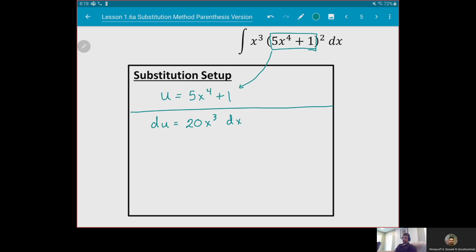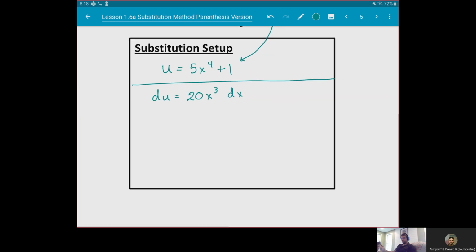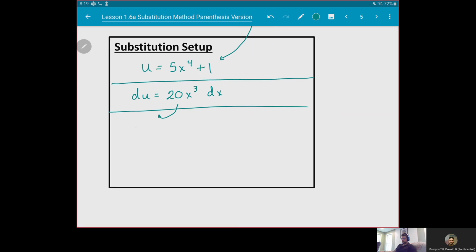And so that's the art form. How much do I take away? How much do I let be equal to u? And for parentheses, it is the entire inside of the parenthesis. No more, no less. All right. And so now I'm going to move this to the other side. So this will be 1 over 20 x to the third du is equal to dx.